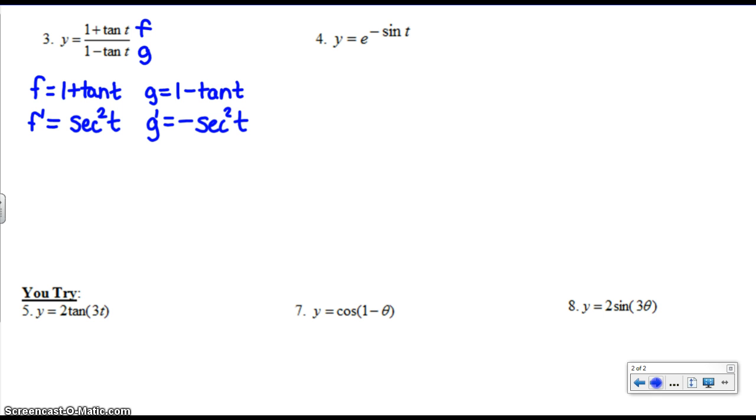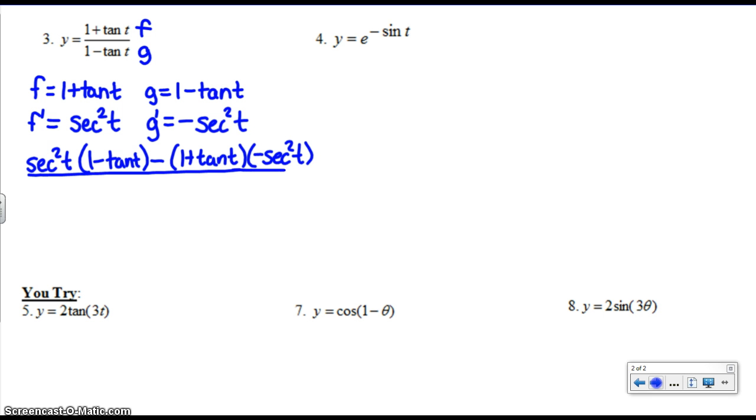And so we're going to set up our quotient rule. f prime times g, and I'm going to use parentheses here because it's 1 minus tan t. There's more than one term here. Minus f times g prime, all over g squared. And again, with quotient rule, we're going to need to clean up the numerator. We're not going to worry about the denominator so much. So if you notice, in the numerator, both terms have a secant squared t, so I'm going to GCF that out to the front.